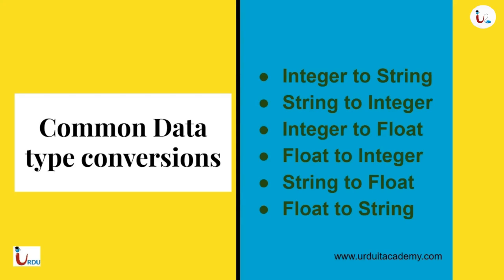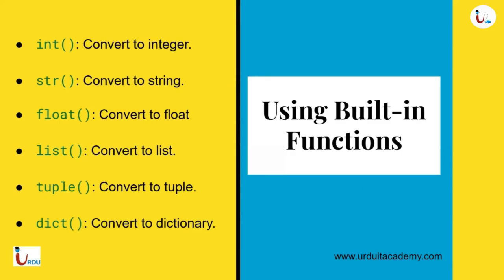If you want to do these kinds of conversions, you have to use some built-in functions. These are some of the built-in functions we use to convert values of one data type into another. The first one is the int function. It converts whatever value is inside the brackets into an integer. The str function converts the value inside the brackets into a string. Similarly, float converts the value into a float value, a decimal value. List converts the value into a list. Similarly, tuple converts it into a tuple, and dict converts it into a dictionary. Let's check some examples.